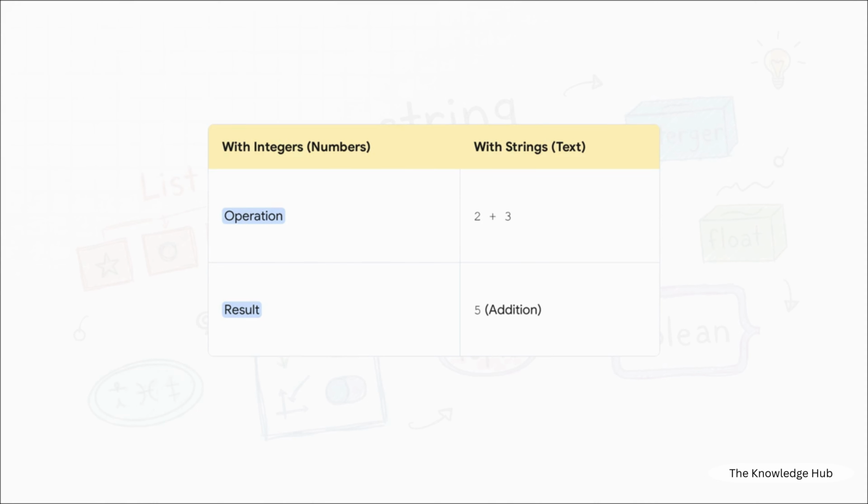When it sees two number boxes, or integers, it does what you'd expect. Mathematical addition. 2 plus 3 equals 5. Simple. But when it sees two text boxes, we call those strings, its job is something called concatenation, which is just a fancy word for sticking them together. So it just joins the text 2 and the text 3 to make 23. See? Same symbol, two totally different results, and it's all because of the data type.